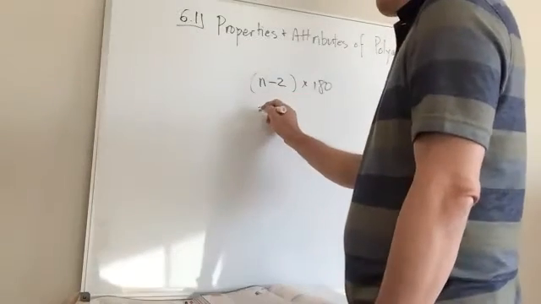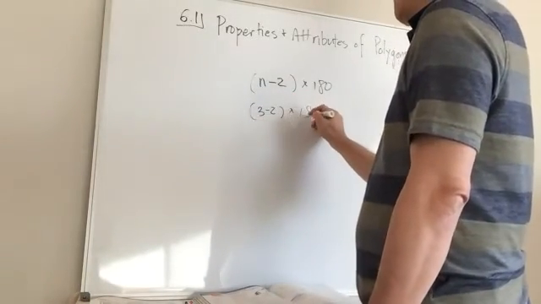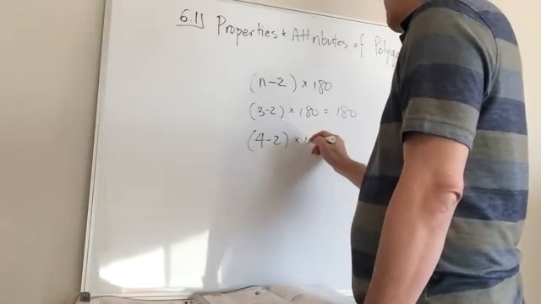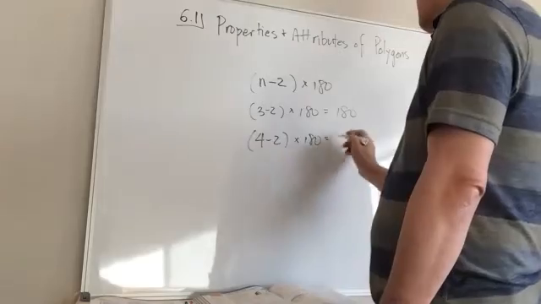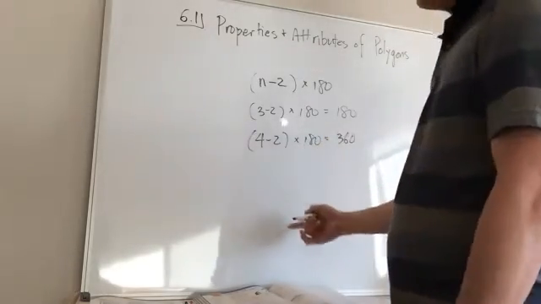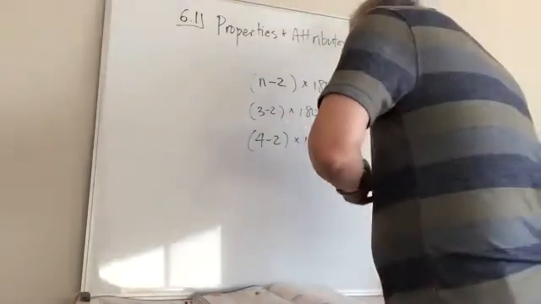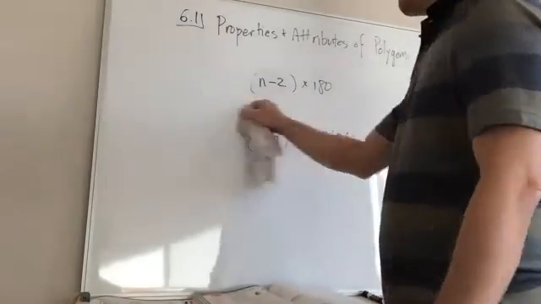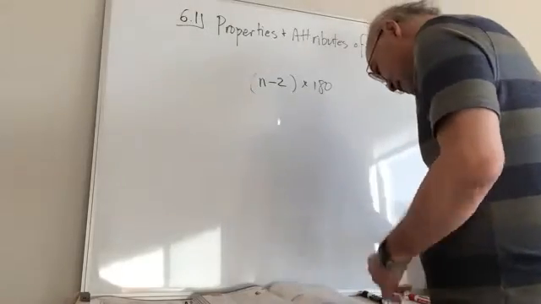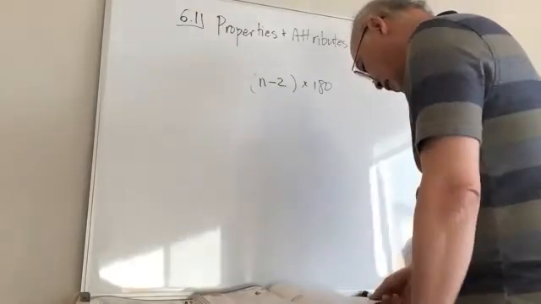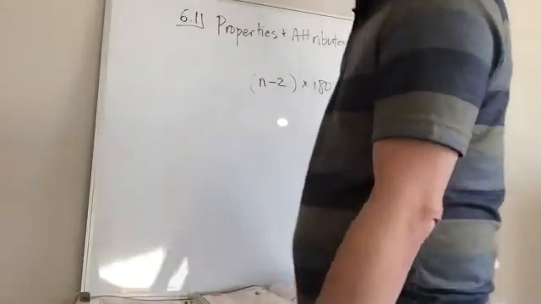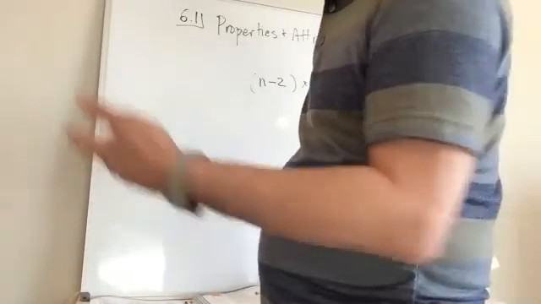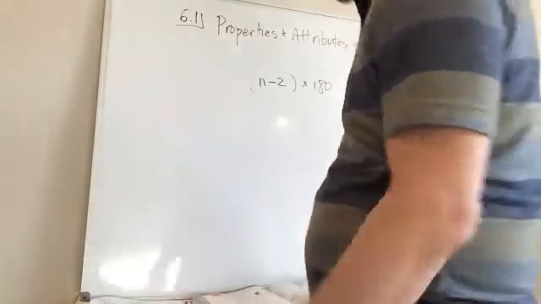So for a triangle, 3 minus 2 times 180 is 180, like we just said. Quadrilateral was 4 minus 2 times 180. 2 times 180 is 360, and on and on. If you look at the bottom of page 395, it shows you this equation. It gives the sum of the interior angle measures in a convex polygon, the normal ones that we usually deal with.